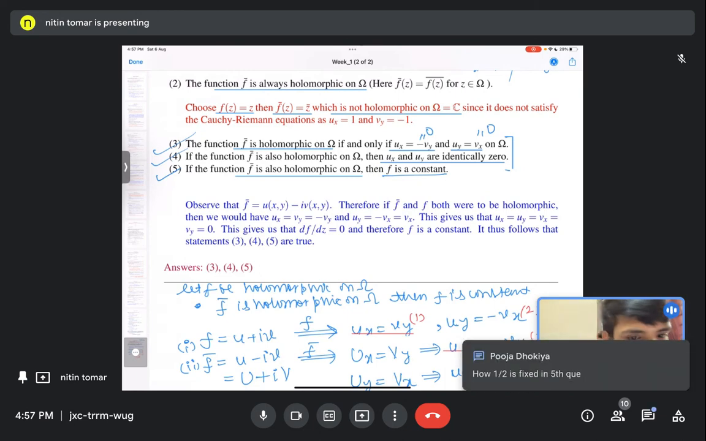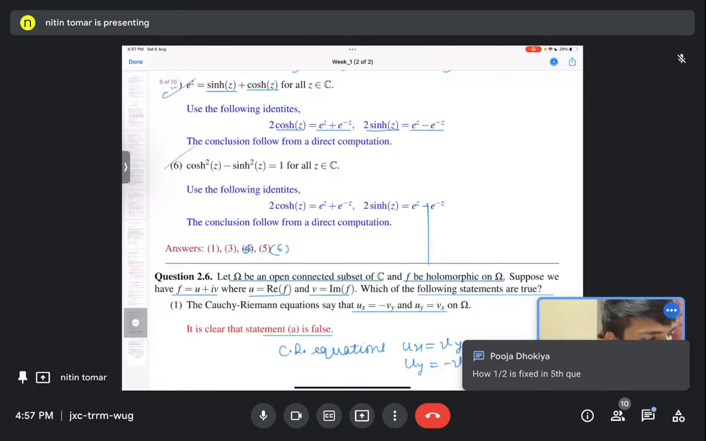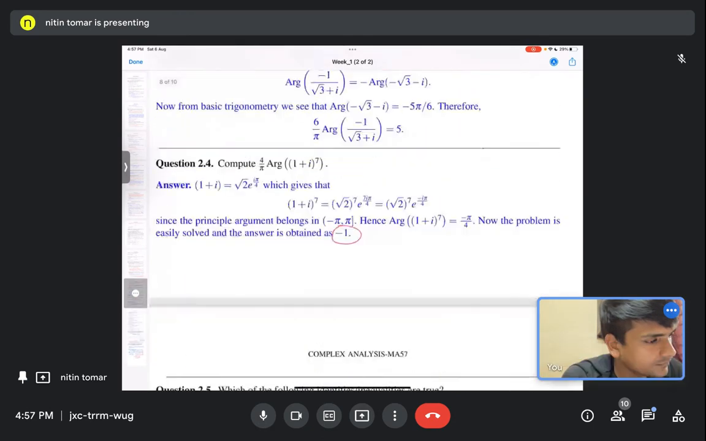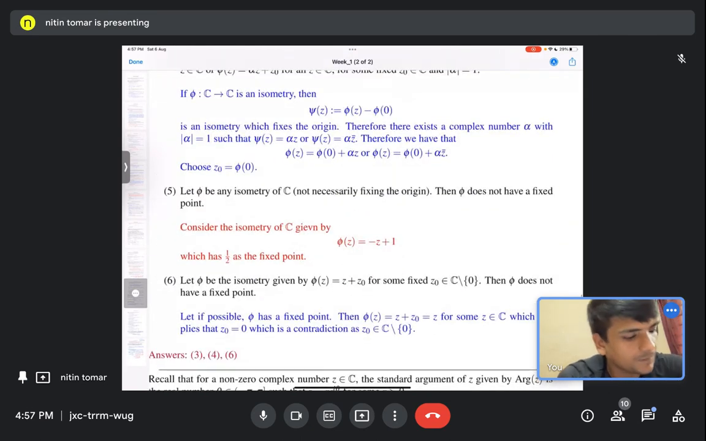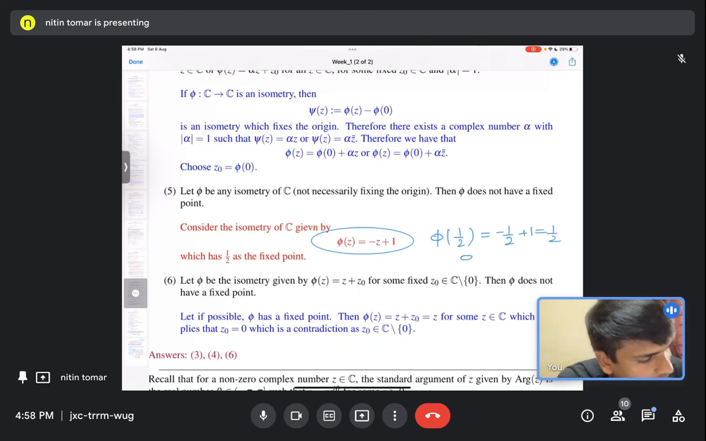How is half fixed in the fifth question? Okay, let me just go back. Yeah, so we defined this isometry. You put the value half in. By definition, it is minus half plus 1, so it is half. So phi of half is half, so phi is fixing half. Is this clear, Pooja?